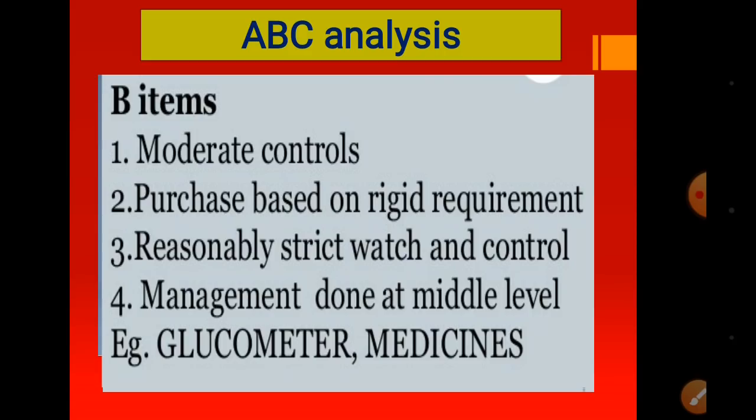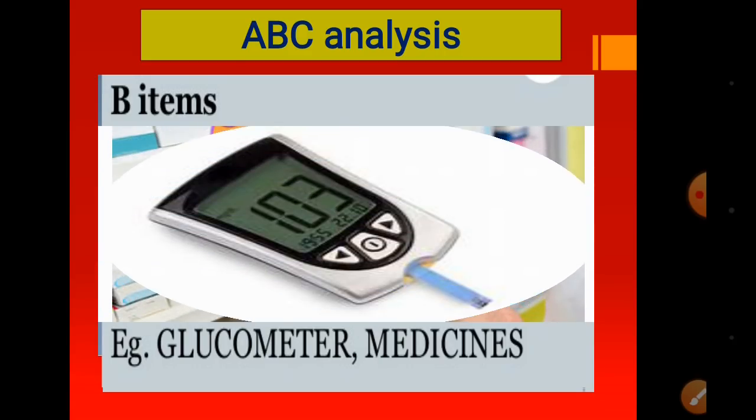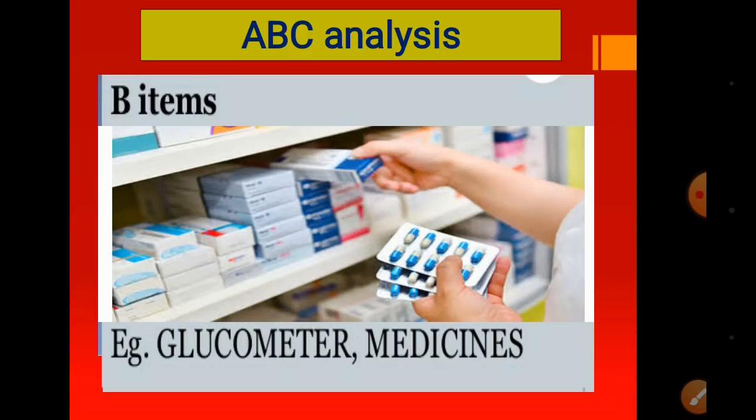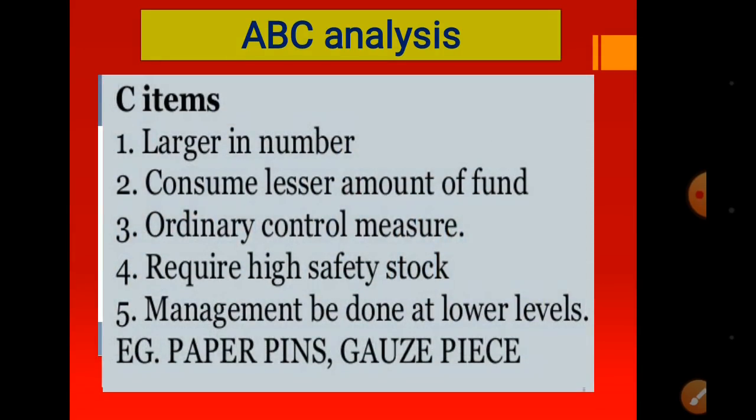In case of B items, they need moderate control, and B items are purchased based on rigid requirement, and reasonably strict watch and control is needed, and management is done at middle level. The examples of B items are glucometer, medicine, etc. Now in case of C items, they are larger in number.